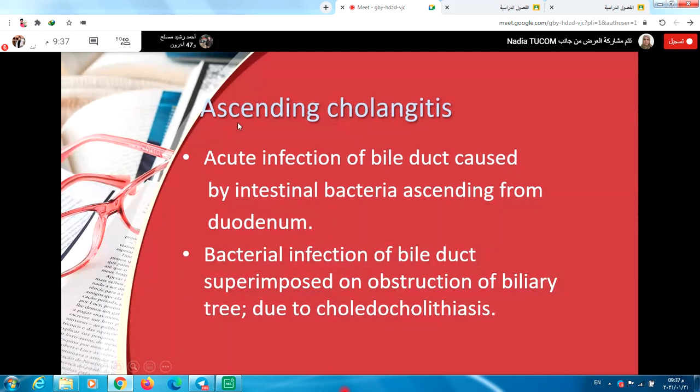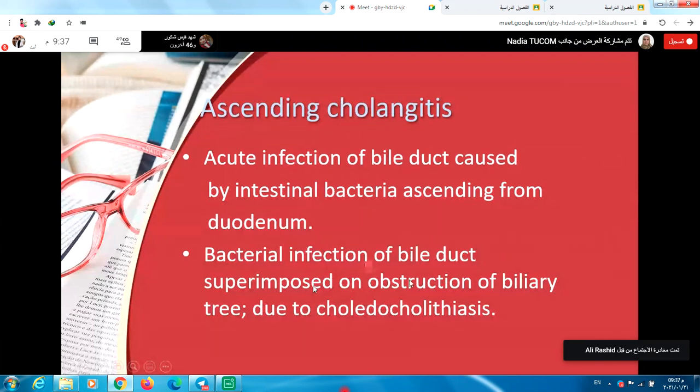When there is obstruction, commonly formed by gallstone, with associated colonization of bacteria. So ascending cholangitis is an acute infection of the bile duct, common bile duct, cystic duct, caused by intestinal bacteria ascending from the duodenum. Whenever there is obstruction, bacteria will be superimposed or aggregate to form a focus of suppuration or infection.